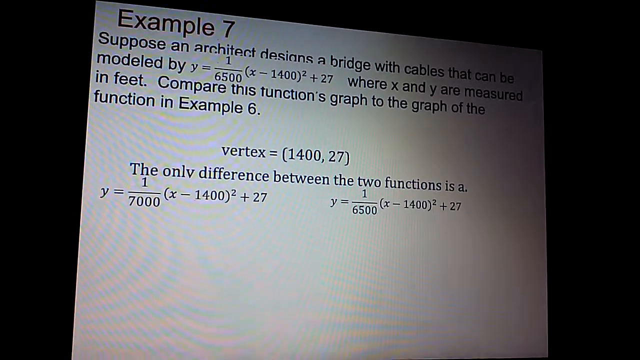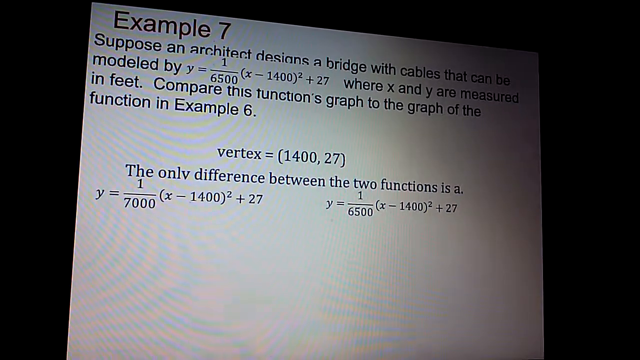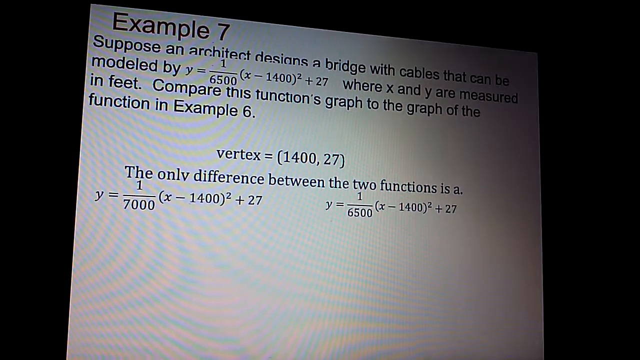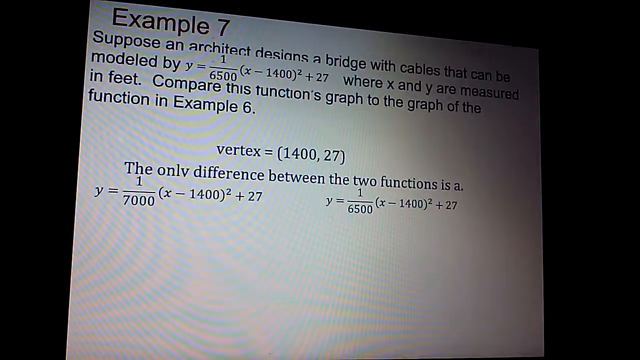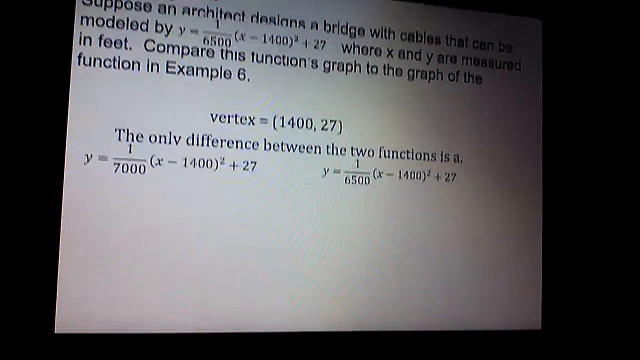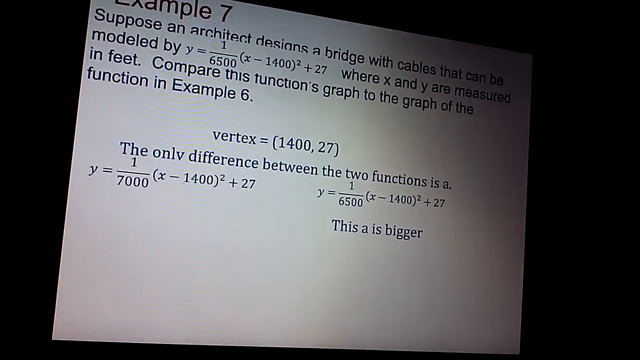Now you have to figure out, what does a tell you about the graph? It tells you whether it opens up or down. These are both positive, so they're both opening up. And remember, a also tells you whether it gets wider or thinner. Okay, the a on this one is a bigger number.